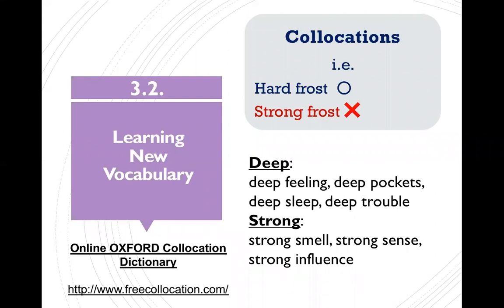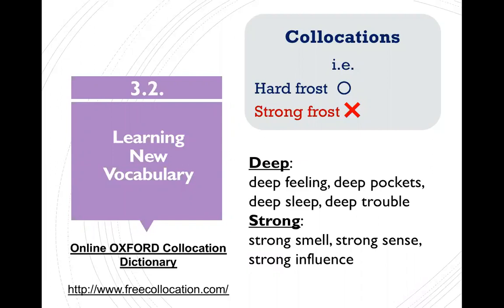3.2, Learning new vocabulary. Please look for collocations. Collocations are the words or phrases that are often used with another word or phrase in a way that sounds correct to people who have spoken the language all their lives, but might not be expected from the meaning. Let's take a look at an example. In the phrase, a hard frost, hard is a collocation of frost, and strong would not sound natural.